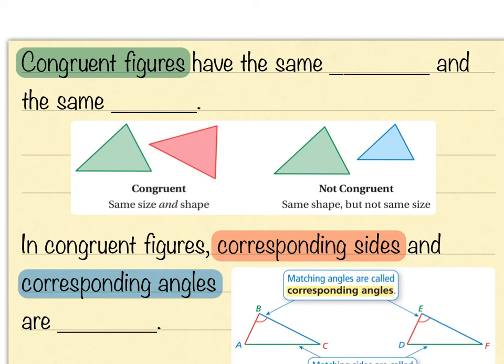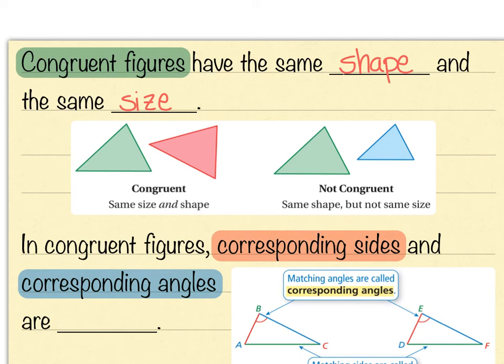All right, this is section 2.1 over congruent figures. And so we need to talk about what congruent figures are. Congruent figures have the same shape and the same size. So basically that means they are exactly the same. They're exact copies of one another.